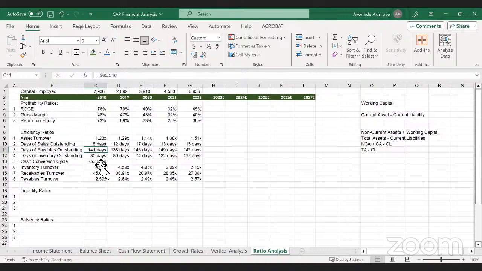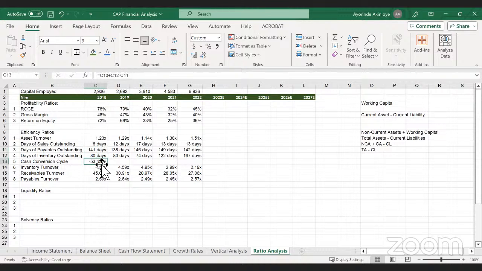So for it being negative, it means that they are able to quickly convert their inventory or their products to cash. They are able to generate cash quickly. So they are very solid in generating cash. That is why this is negative.